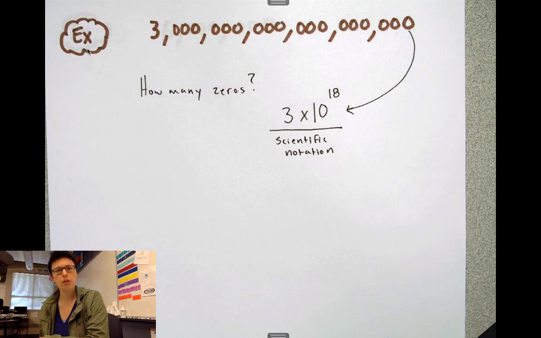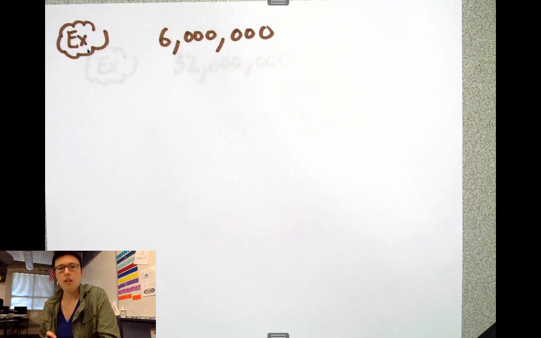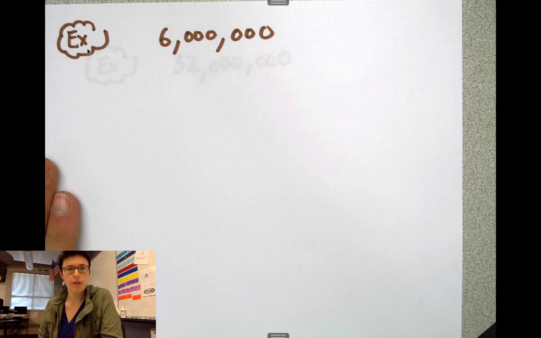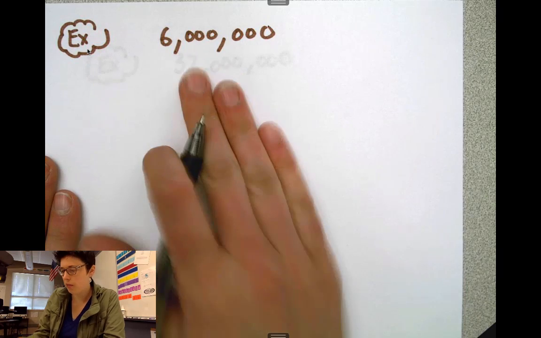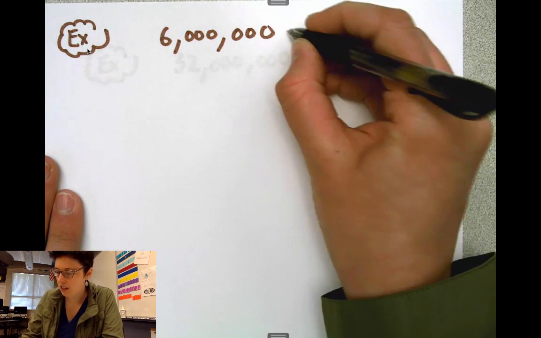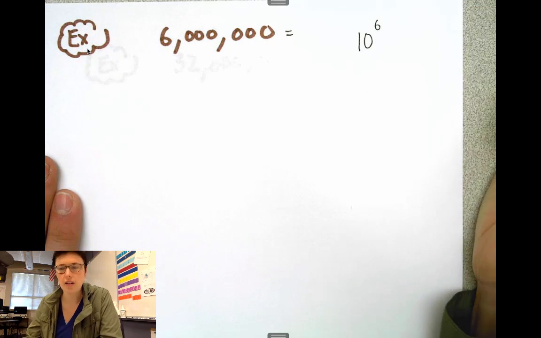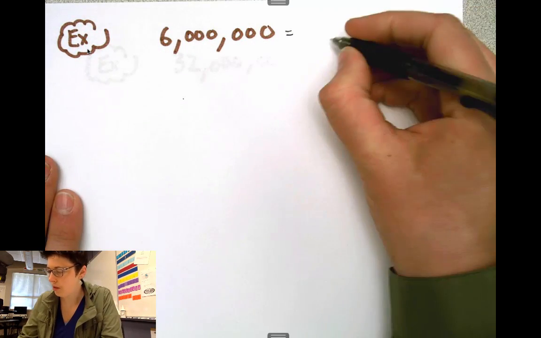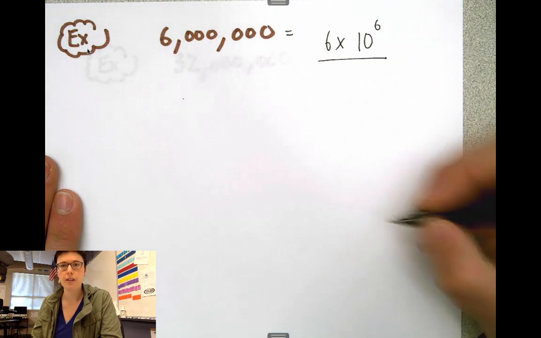So why don't we try a few different ones? That was a really big number. How about this? Here's a little bit of a smaller number. Again, it's the same strategy though. We're going to count how many zeros are in the problem. So I see 1, 2, 3, 4, 5, 6. So technically, this equals 10 to the 6th power. That's how many zeros are there. But since there's a 6, we do 6 times 10 to the 6th power. And that would be my answer.